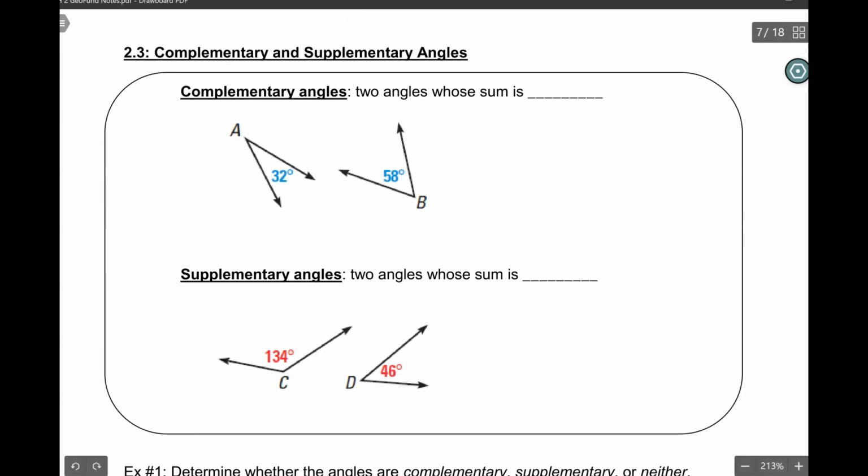All right, here's a screencast for 2.3, complementary and supplementary angles. Complementary angles are angles whose sum is 90 degrees, versus supplementary angles, which are two angles whose sum is 180 degrees. So if I add these two angles, 32 degrees plus 58 degrees, I'm going to get 90 degrees.